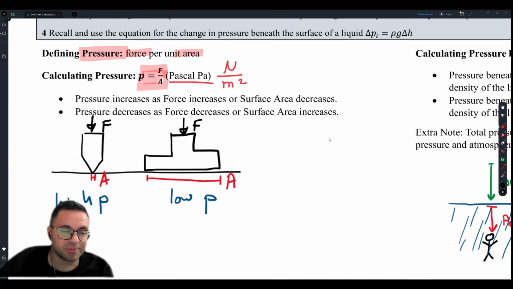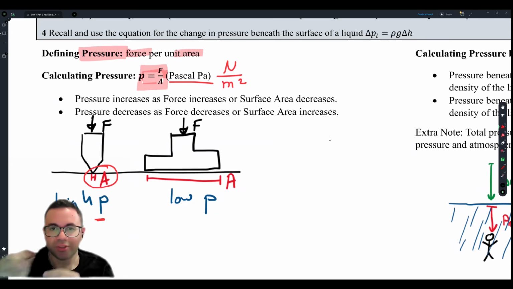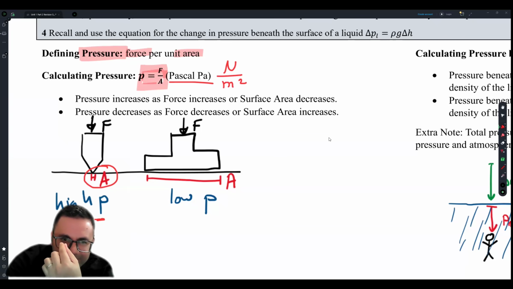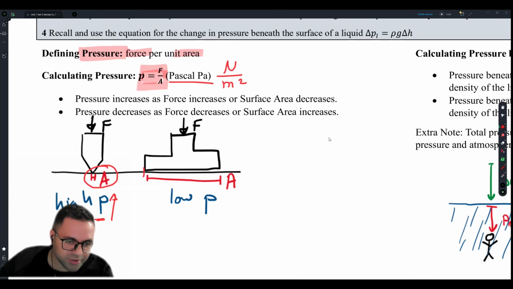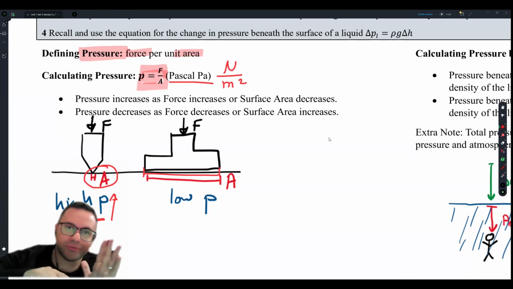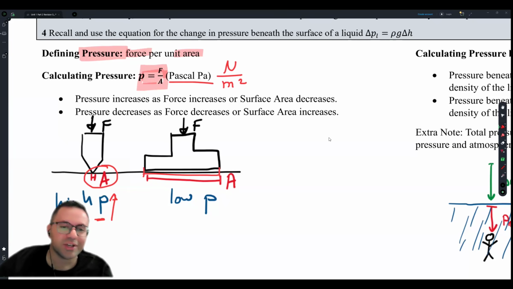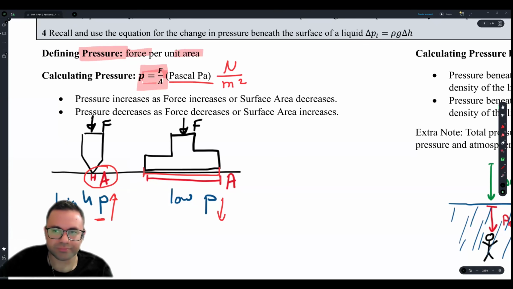Basically, what we've just described is the fact that the area and the pressure are inversely proportional. The smaller the area of this pen, for example, the greater the pressure it applies, which means it can cut through things. And the larger the surface area the force is spread over, the less pressure you get. So it doesn't cut through anything. Okay.